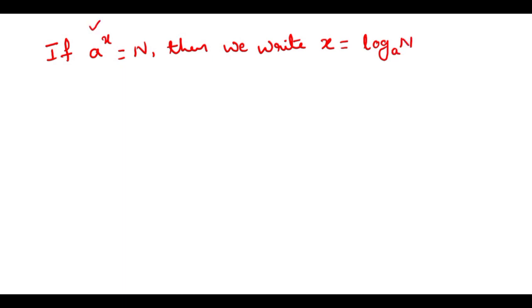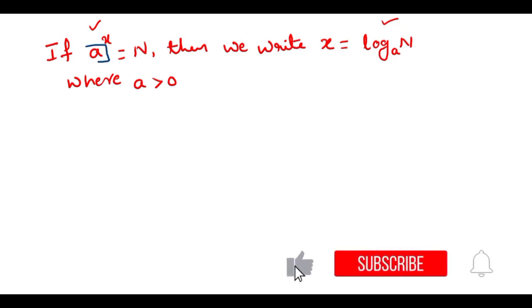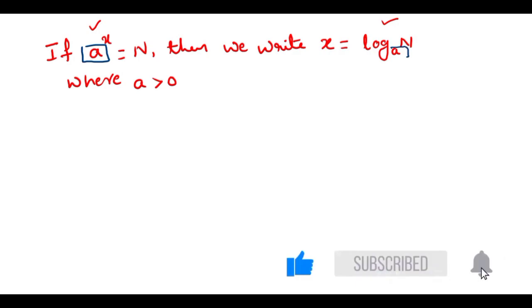Here we have some conditions, that is, a greater than 0. A greater than 0 means it should be positive. That means this base should be positive. That is a condition here: a greater than 0 and a is not equal to 1. You should not get 1 also. So these are very important conditions.